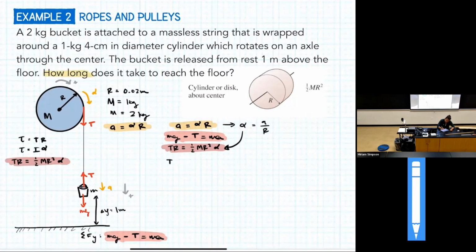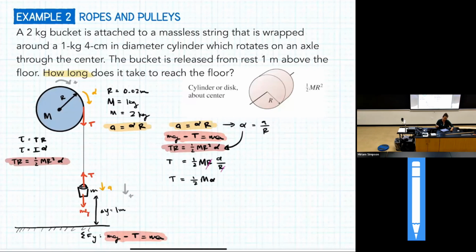So tension is equal to 1/2 mr. Oh, we're going to get rid of the other R, alpha, which is A over R. Okay. Cancel the R's, very satisfying. And then we end up with T is equal to 1/2 m alpha.